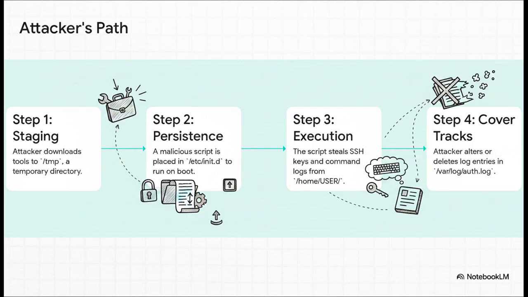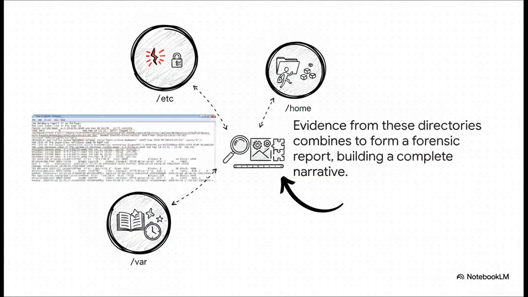See how they hop between these key locations? But here's the most important part. The evidence from any one of those directories only tells a fraction of the story. A truly solid forensic report is all about connecting the dots, linking that malicious script in /etc with the stolen data in /home and the tampered logs in /var. That's how you build the complete narrative of the attack.